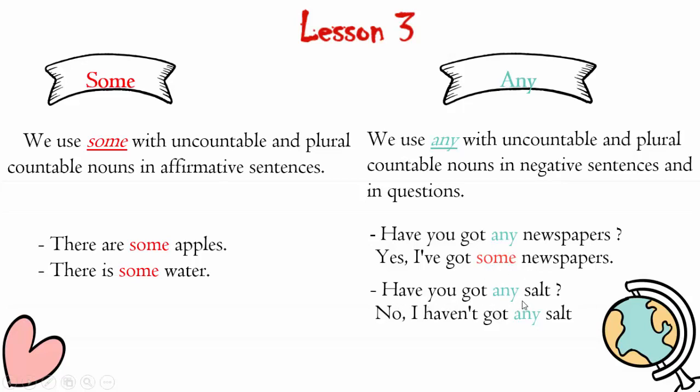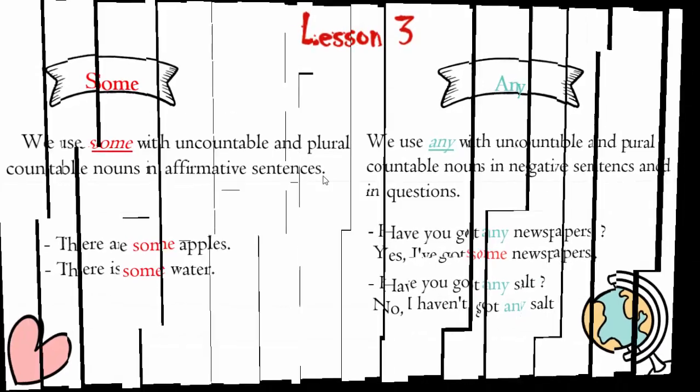Okay, have you got any salt? We used any because it's a question, as you know. The answer: no, I haven't got any salt. We used any here because it is a negative sentence. I haven't is a negative sentence. So we use some with uncountable and plural countable nouns in affirmative sentences, but we use any in negative sentences and in questions with uncountable and plural countable nouns. Okay, let's move to lesson 4.